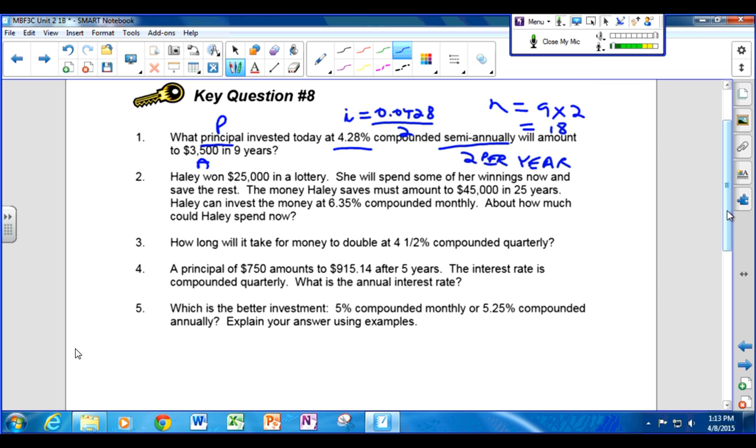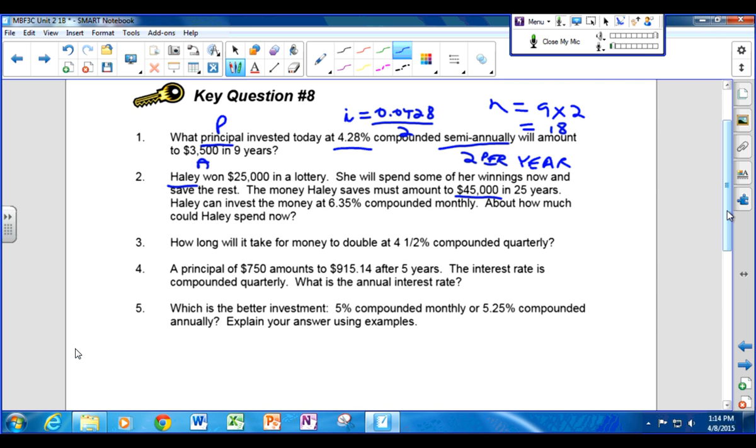For question 2, these ones get pretty tricky, but just work through it. Haley won, she or he, doesn't matter, let's say she won $25,000 in a lottery. She will spend some of her winnings now and save the rest. The money Haley saves must amount to $45,000 in 25 years. Haley can invest the money at 6.35% compounded monthly. About how much could she spend now?